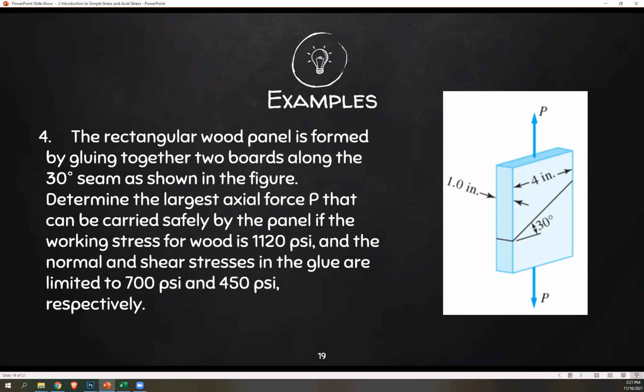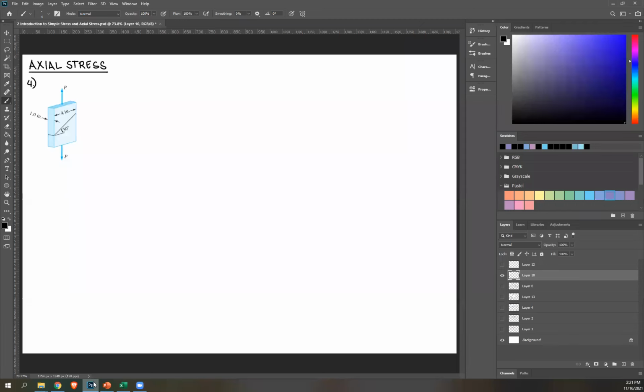So let's write out the given first. We're given stress in wood, normal stress in wood. I'll label that as sigma W for wood, and that was 1,120 psi. Next, we also have normal stress for glue, so I'll call that sigma G for glue, and that was 700 psi. And then finally, we have shear stress for glue. And remember, the symbol for shear stress is tau. So I'll write tau sub G for shear stress in glue, which is 450 psi.